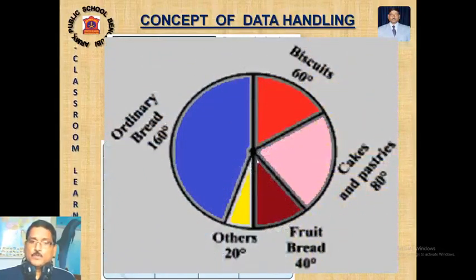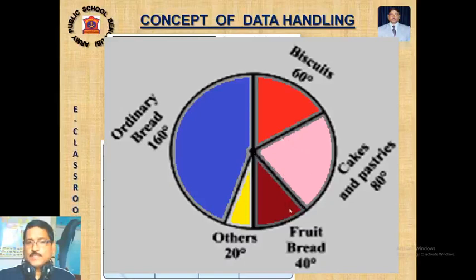Okay. So draw a radius, any radius. Place your protractor here. This is the baseline. This one should be the baseline, and draw 60 degrees. And then again this will be the baseline, draw 80 degrees, and this will be the baseline, draw 40 degrees. This will be the baseline, place your protractor, draw 20 degrees, and you will notice that the entire remaining part will be for ordinary bread, and put some different colors here.